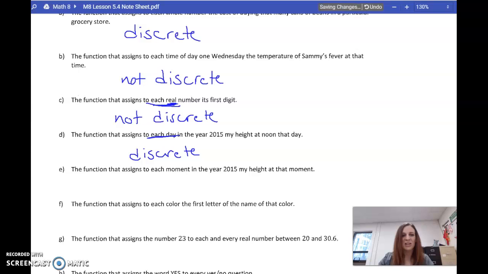All right, a function that assigns to each moment of the year. Well, if we're talking each moment of the year, that's not discrete because it's not going to happen like every hour, okay? It can be broken up into minutes or seconds, so not discrete. And a function that assigns to each color the first letter of the name of that color. Well, if it's each color, we're not blending colors, okay? It's red, blue, green, purple, whatever. That would be discrete.